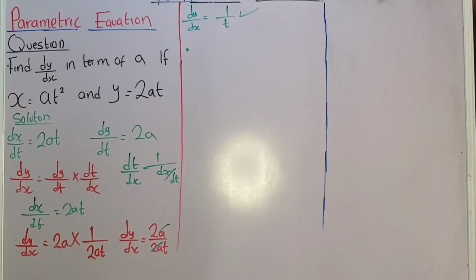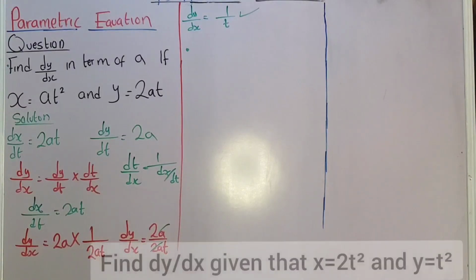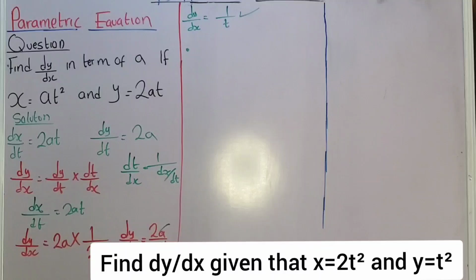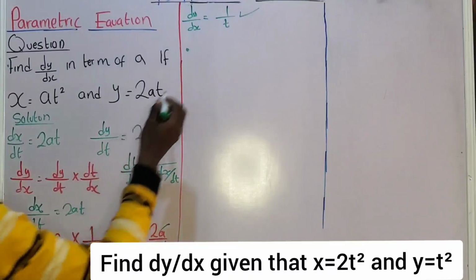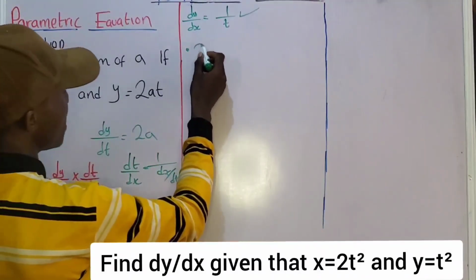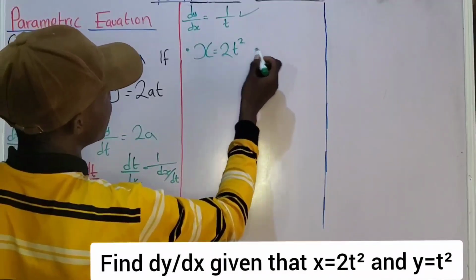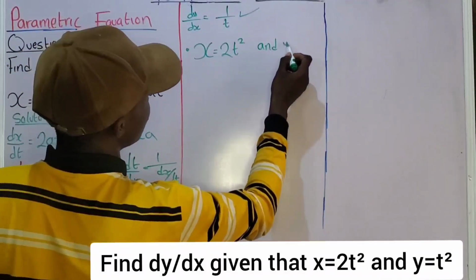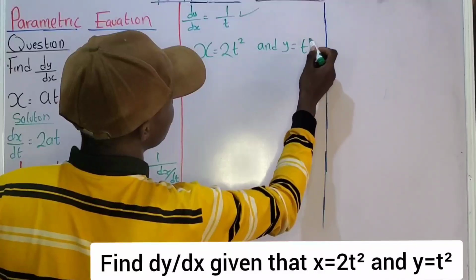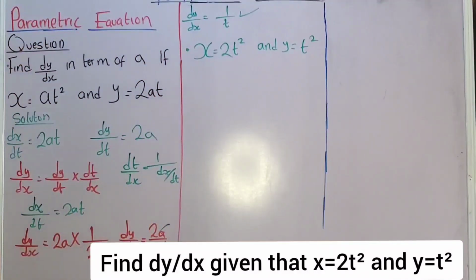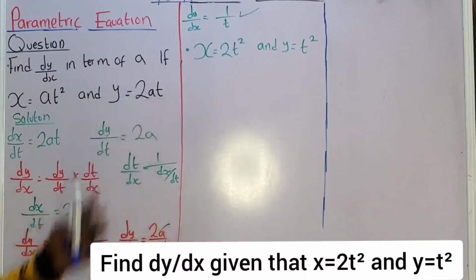Please, I want you to pay attention. It's simple. Given that, find dy/dx if x is equal to 2t squared and y is equal to t squared. I'm very sure you can try this. Now, I want you to do something. Attempt this question. When you are done, then play the video to watch the solution.